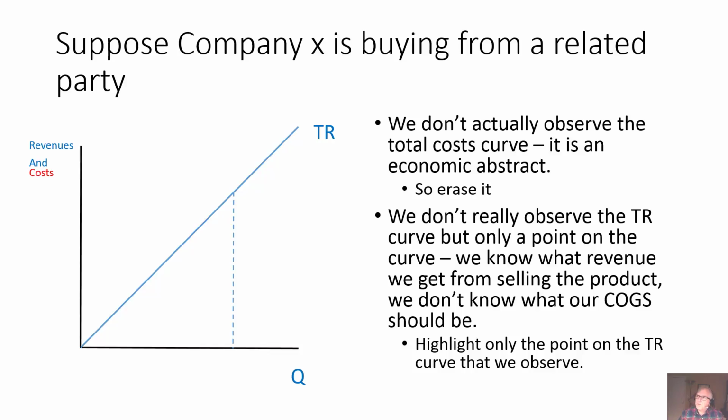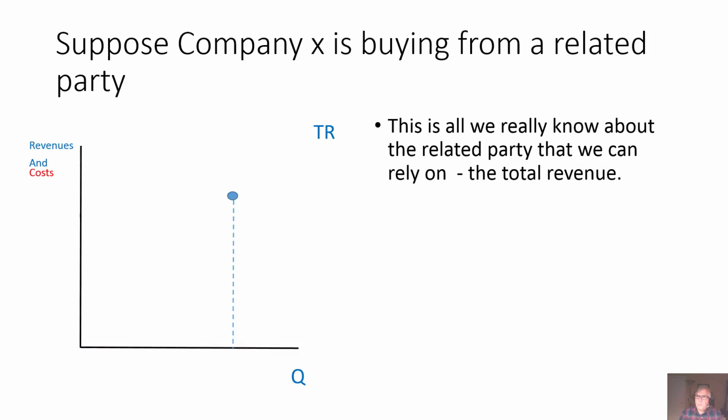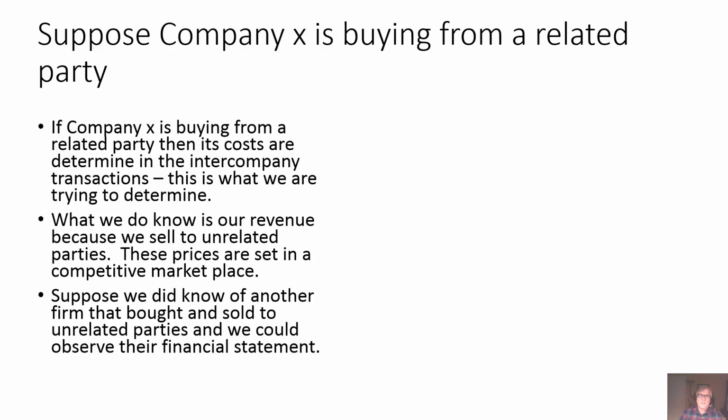What we have then is a total revenue. We don't have the total revenue line. What we have is an observation of how much revenue we earned. So we have a point. We know how much revenue we earned, and that's revenue that we got by selling something to unrelated parties. So that's known, right? There's no uncertainty of that. Where our uncertainty is all about is the cost of goods sold, because we bought our goods from a related party. Well, if that's the case, we're buying from a related party, we're going to have to determine what that should be.